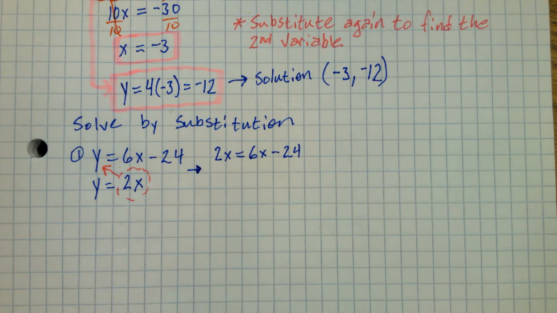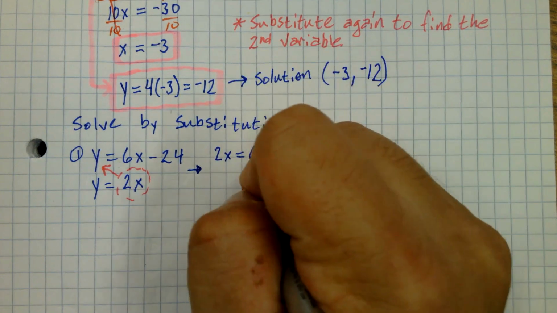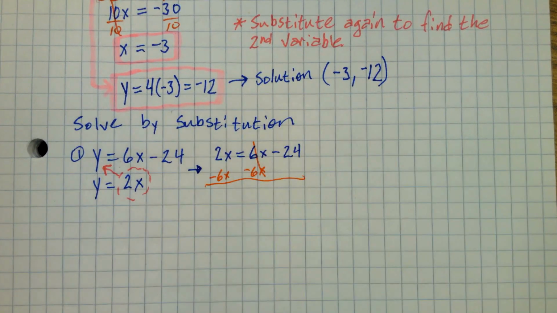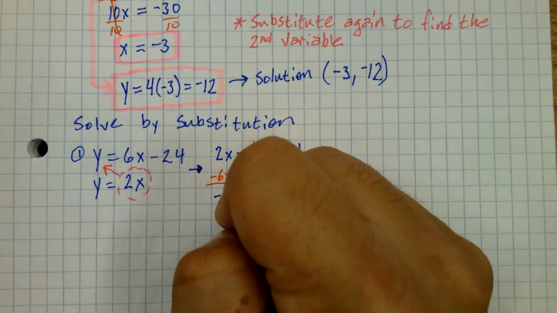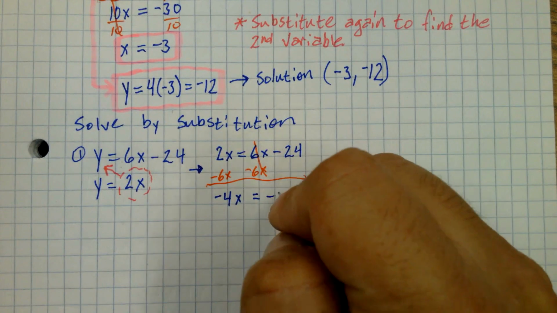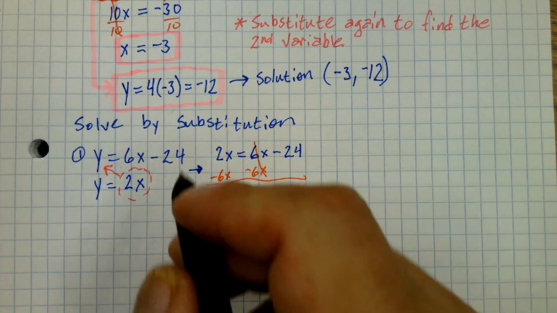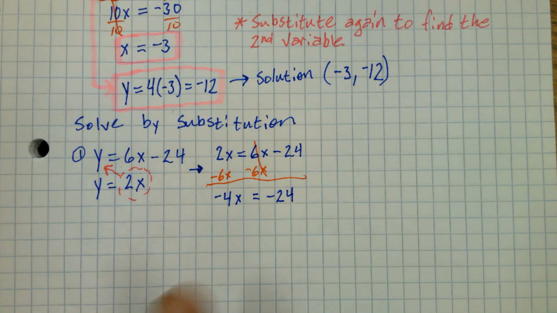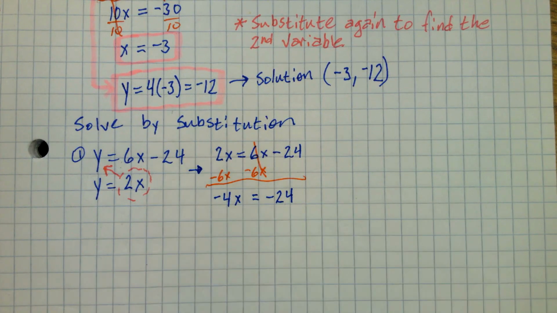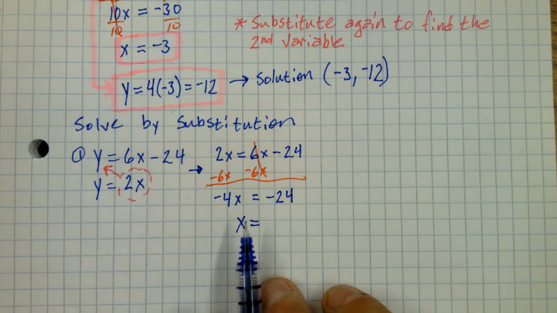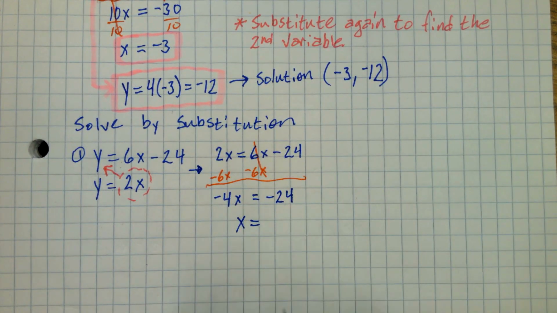Let's solve it. We'll get rid of 6x. Okay. And let's see what that gives us. 2 take away 6 is negative 4x equals negative 24. Okay. So let's see here. If I have negative 4x equals negative 24, what does x have to be to make that true? Negative 4 times what is negative 24? 6. So we got an answer.